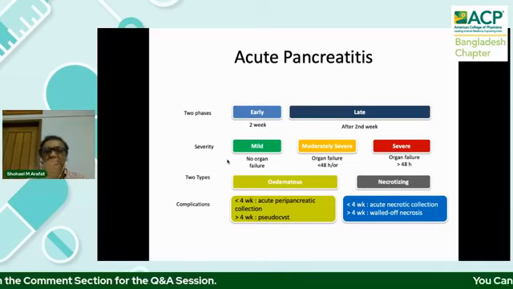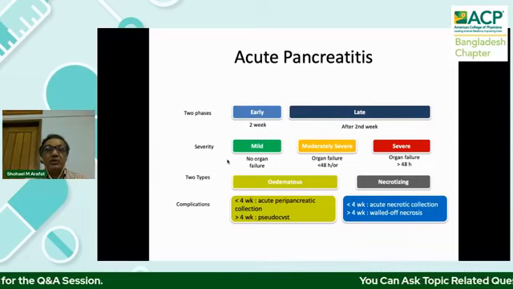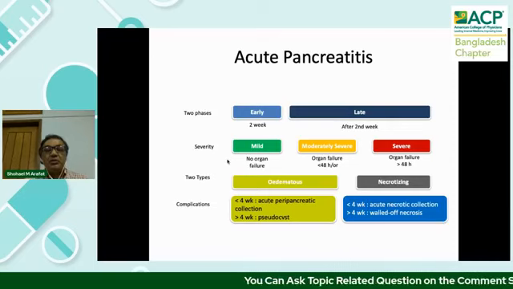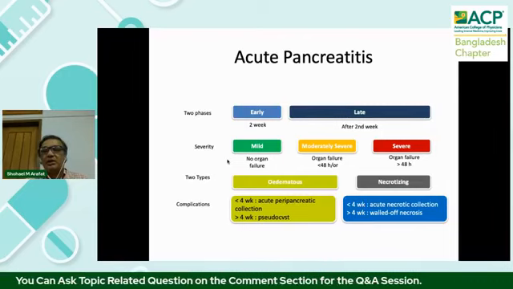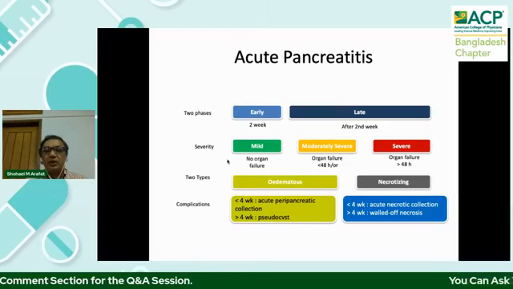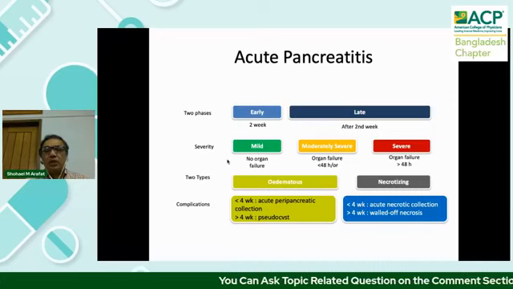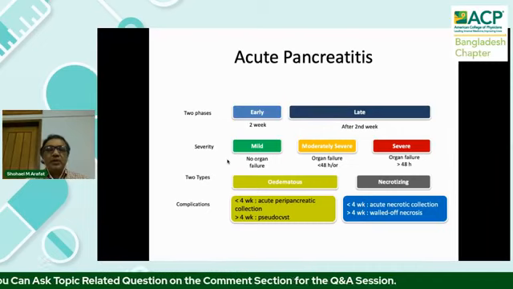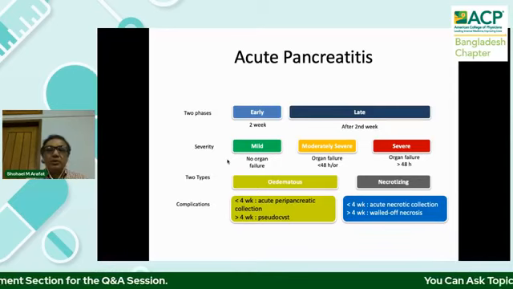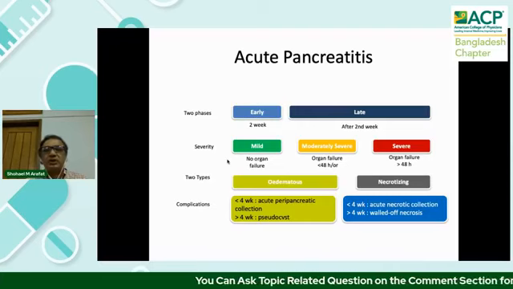In less than 4 weeks, interstitial pancreatitis leads to acute peripancreatic fluid collection. If more than 4 weeks, that will lead to a pseudocyst. The counterpart in necrotizing pancreatitis is the acute necrotic collection, which happens within 4 weeks. But when this crosses 4 weeks, they go into walled-off necrosis. So these are the two long-term complications: one is the pseudocyst and the other is walled-off necrosis, depending on what the primary type of pancreatitis is, whether interstitial or edematous, or necrotizing.